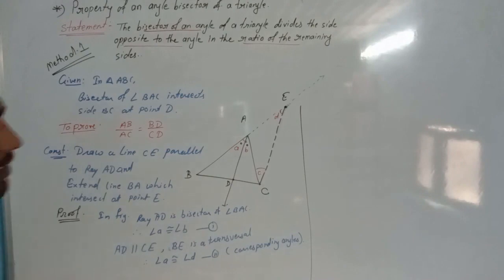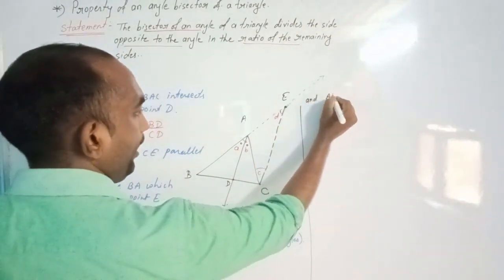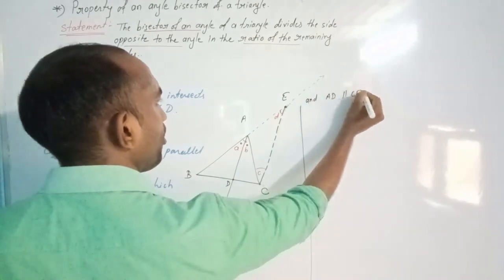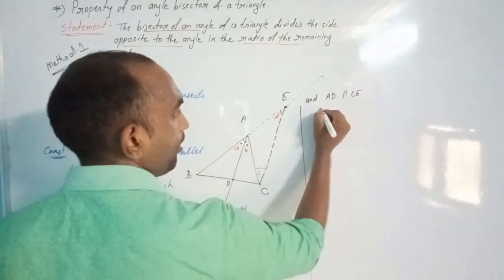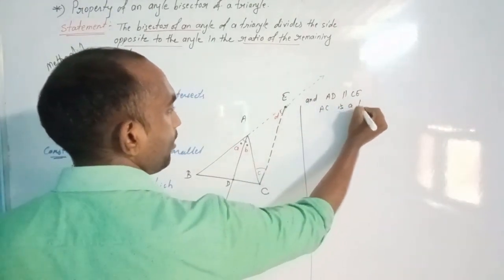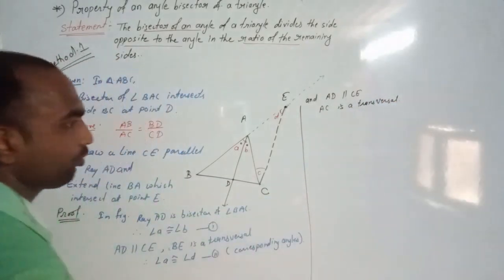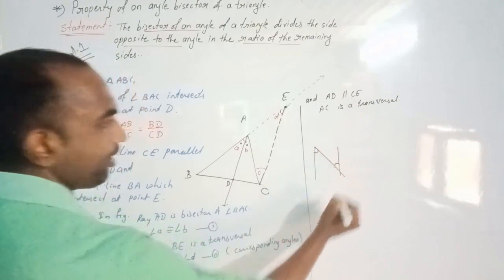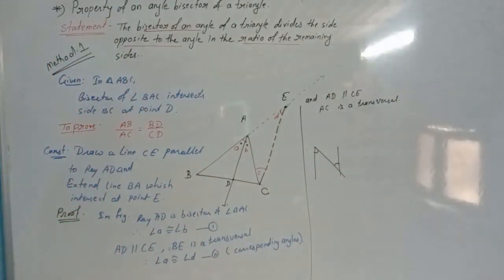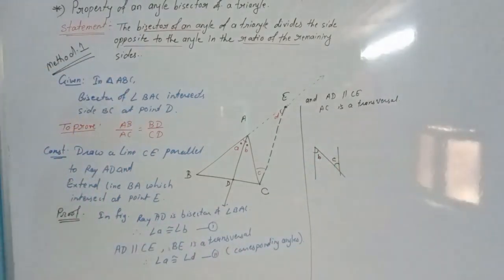Now similarly, if I consider these two lines, AD is parallel to CE, which is already given, and AC is a transversal. So my figure will be like this one, and this. So this angle and this angle, what is it? It's an alternate angle. So here we will get angle B is congruent to angle C. Are you getting? Okay.